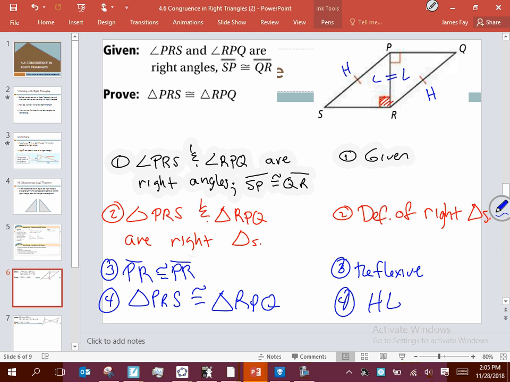Reason? It's now HL. Those are the parts that you've shown to be congruent, right? Previously, that step was like SSS or SAS or something like that. Now we can use HL.